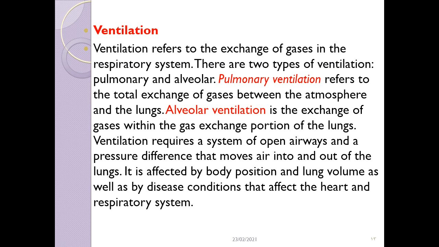It is not an easy process. It requires multiple factors to act together to produce a successful and effective process of ventilation. And that is why we mention that ventilation is affected by body position, lung volumes, and by disease conditions of the heart and respiratory system.